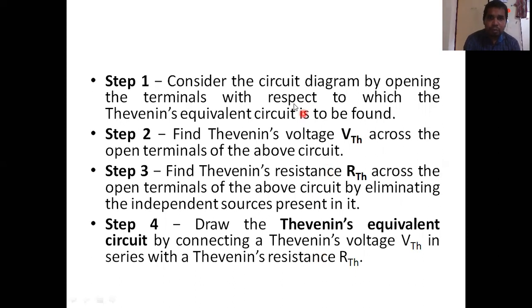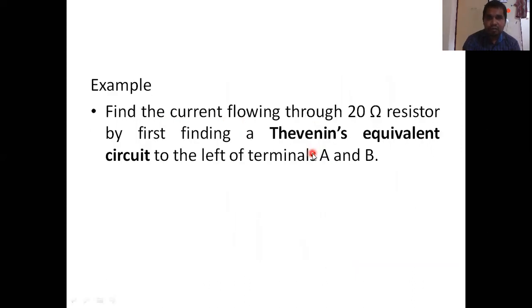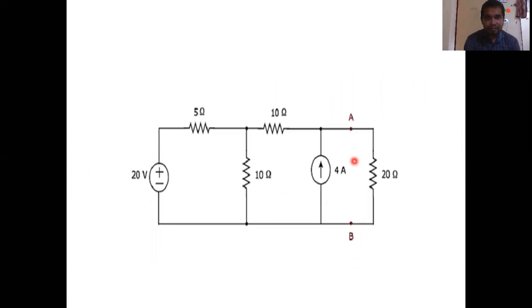When you are going to solve by Thevenin theorem, first consider the circuit diagram by opening the terminals with respect to which the Thevenin equivalent circuit is to be found. This procedure we will see so that you will not have any confusion. Let us take the example. With the example, I can explain better so that you will understand clearly. Find the current flowing through the 20 ohm resistance by first finding a Thevenin equivalent circuit to the left of the terminal AB.